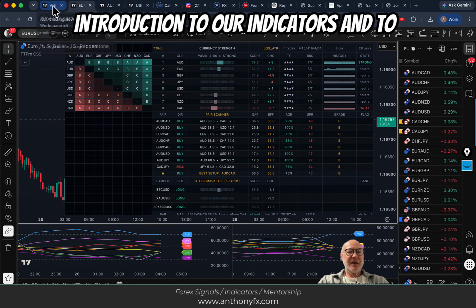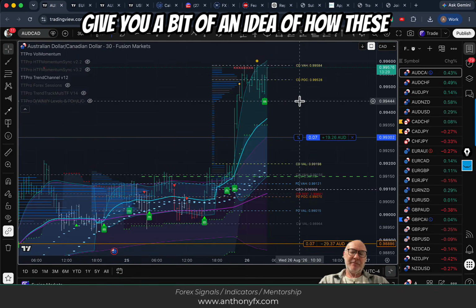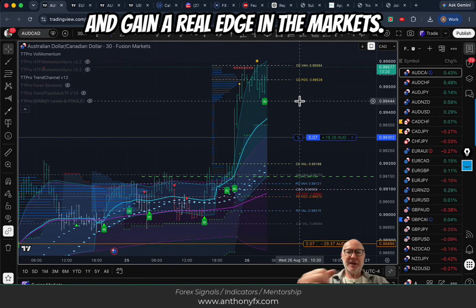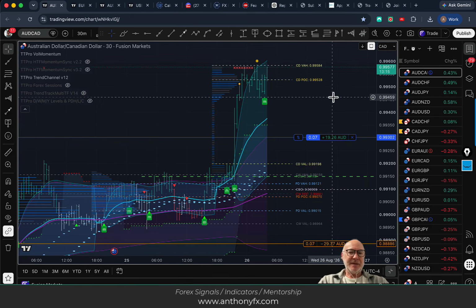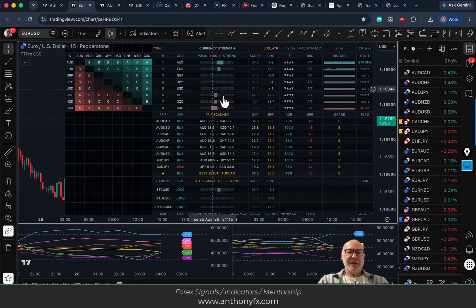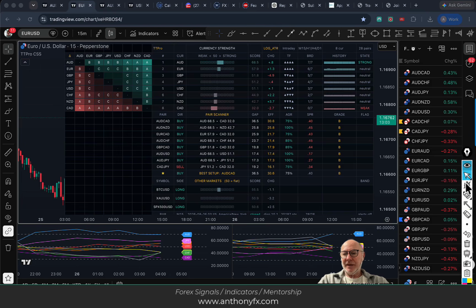So this is an introduction to our indicators and to give you a bit of an idea of how these tools can help you make a difference, gain a real edge in the markets. So let me just explain something. I took this trade based on this indicator here earlier on. It gave me, see this star, best setup, well, Aussie CAD at the moment. Now that was Aussie New Zealand a few moments ago. And this was Aussie CAD earlier on. That's why I took the trade.